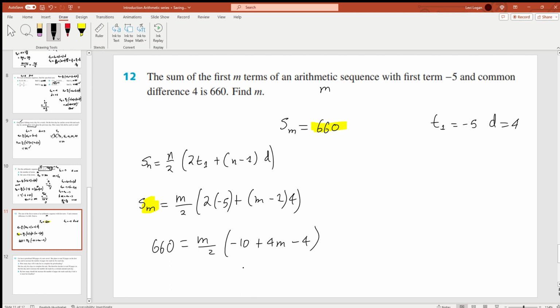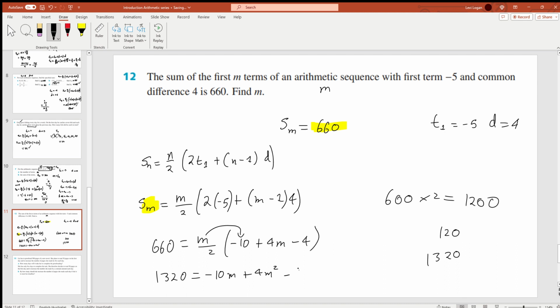And we can see we're going to get a quadratic expression here. Now I'm going to move that 2 up there because it's annoying me. So double that is going to be, what will that be? 600 times by 2 will be 1200. And then 60 times by 2 will be 120. So it'll be 1320. I think so. Alright, now we're going to distribute the m. So we get -10m plus 4m squared minus 4m. So we see we get a little quadratic equation here.